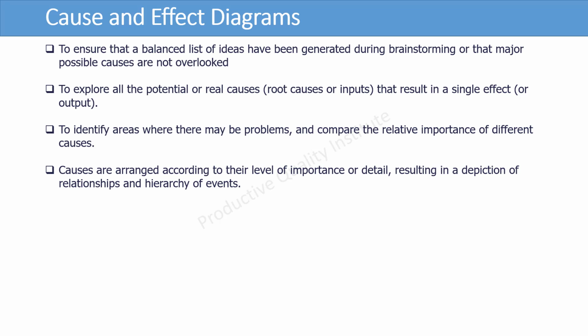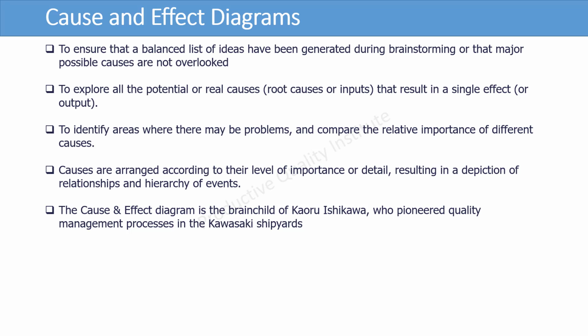Please note that causes are arranged according to their level of importance or detail, resulting in a depiction of relationships and hierarchy of events. The cause and effect diagram is the brainchild of Kaoru Ishikawa, who pioneered quality management processes in the Kawasaki shipyards.